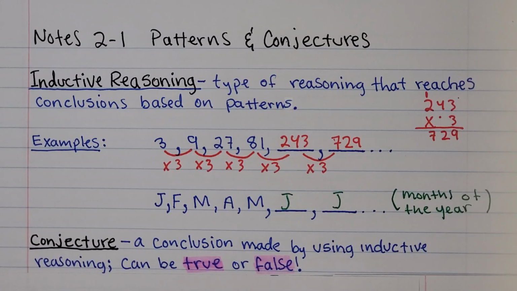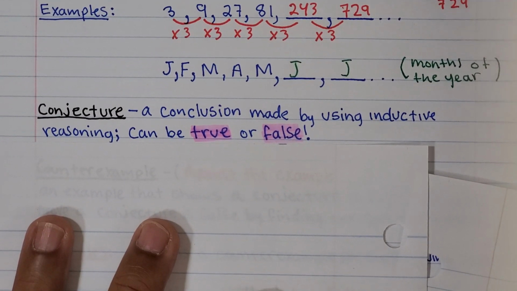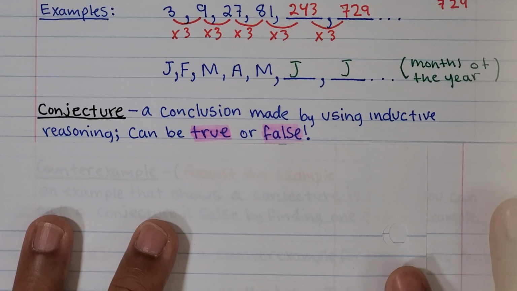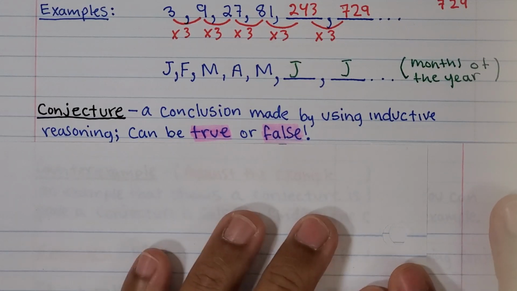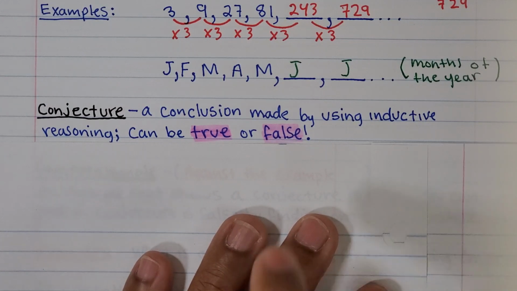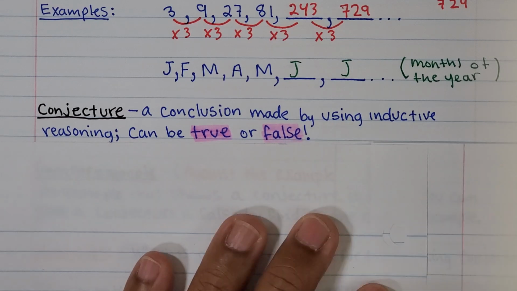So let's move on to the next term. For this one here, I'm going to scroll this up so you can see that better. Conjecture. This is what we're constantly making, and we just made conjectures on the last two examples. Conjecture is a conclusion made by using inductive reasoning. It can be true or false. This is something that we use every day. We make statements based on observations. We catch a pattern. Now, this is the thing: sometimes our conjectures can be false.